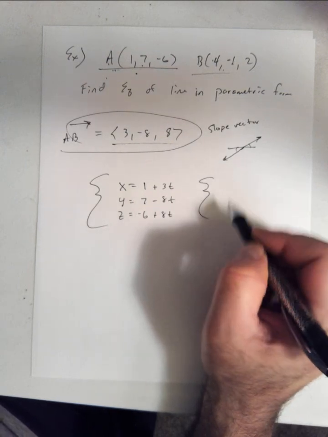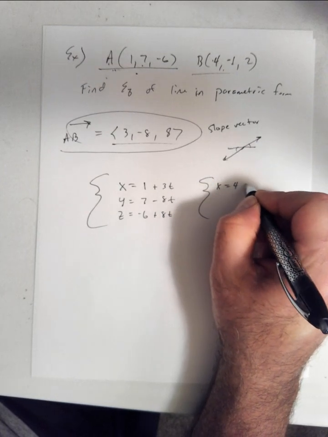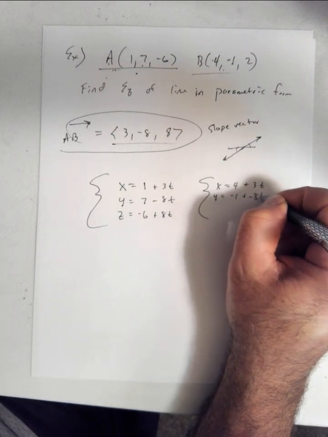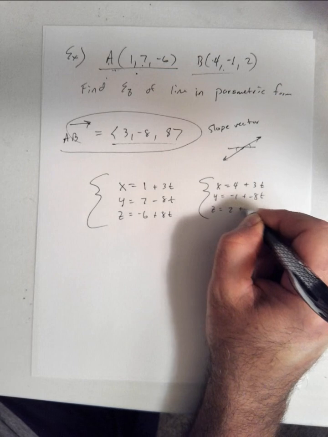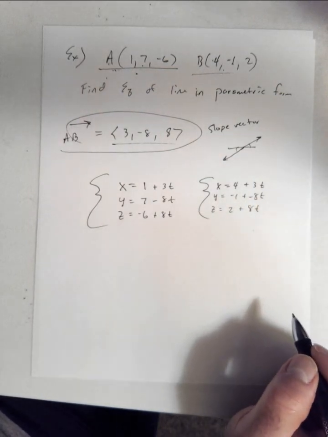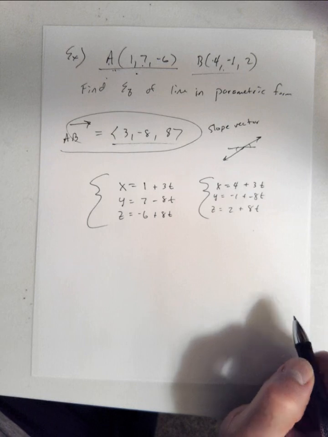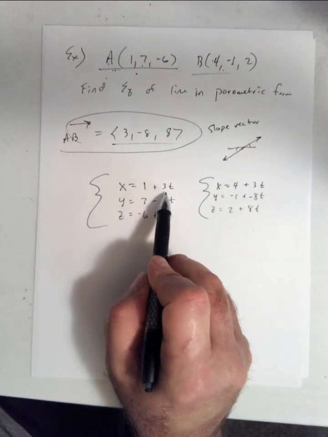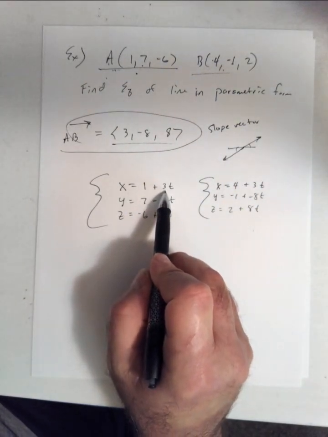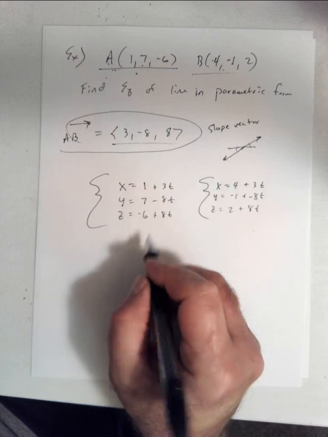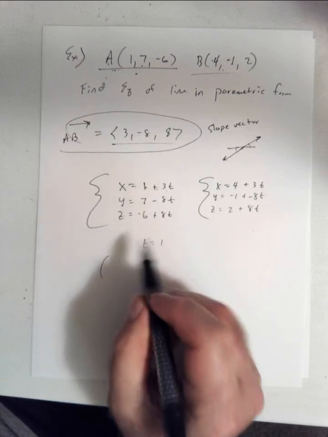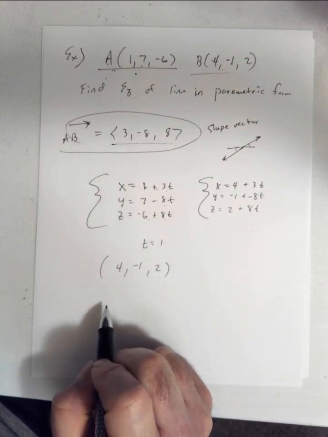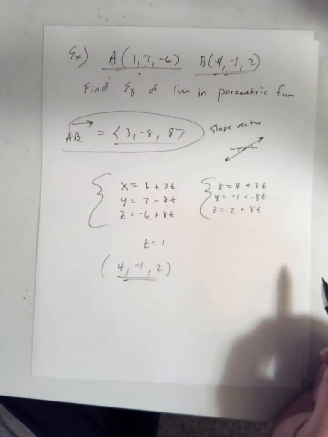Okay? Or, if I used point B, x would be 4 plus 3t, y equals negative 1 minus 8t, and z equals 2 plus 8t. Both work. Both represent the same line. Right? So, if I said here that t was 1, what would this give me? With t equal to 1, I would get 4, negative 1, 2. Point on the line. Right?